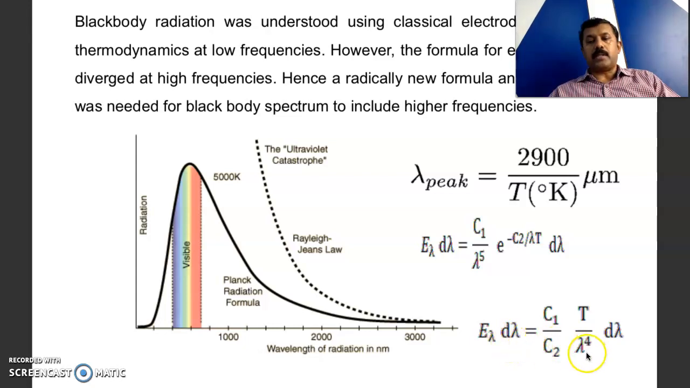E lambda d lambda is inversely proportional to the 4th power of wavelength. You can notice that if you plot E lambda as a function of lambda, you get a graph somewhat like this. This is the Rayleigh-Jeans curve. But the experimental curve is somewhat like this. So somehow you can match this, but there is a failure of the Rayleigh-Jeans law beyond the ultraviolet region of the electromagnetic spectrum. This is what is termed as the ultraviolet catastrophe.